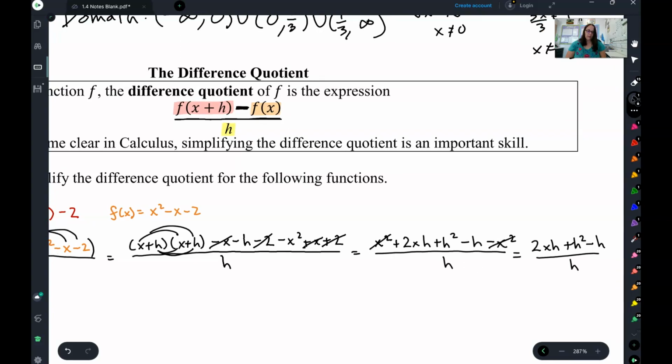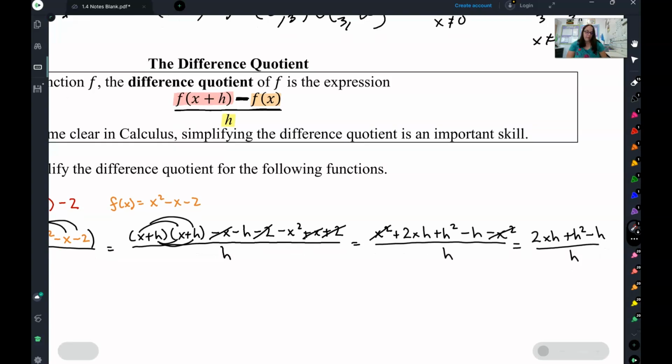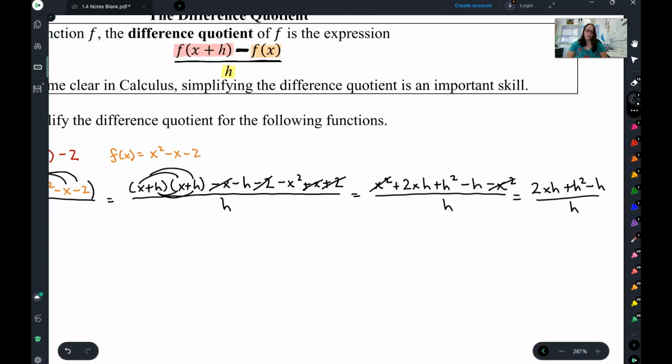Now the next thing I want you to notice is that everything up here in the numerator has an h in common, which is fantastic. That means I can take that h out. So I'm going to take this numerator right here and take an h out of everything. Remember, taking out means basically dividing all of these things by h. So 2xh divided by h is just 2x left. H squared divided by h is 1h left. And then h divided by h is 1.